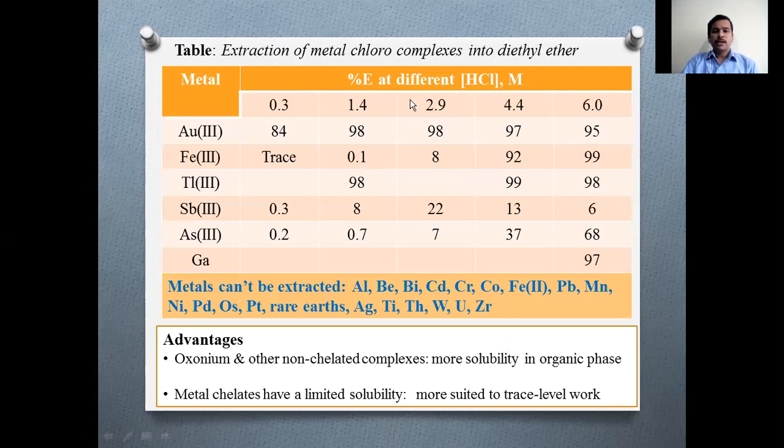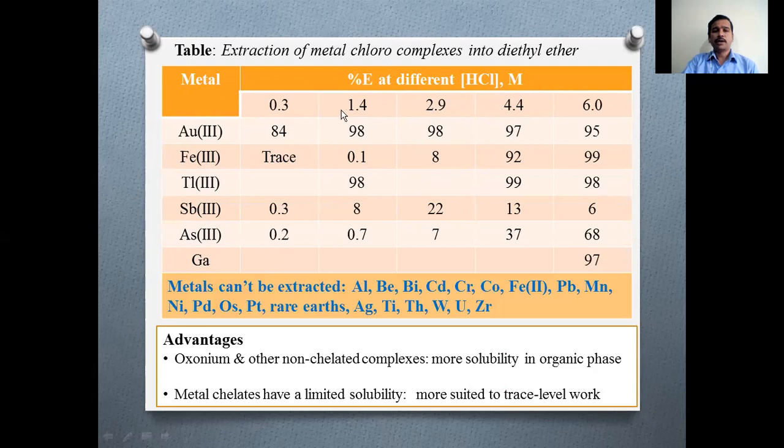So let me demonstrate, because as I told you, acidity is very important. As the acid concentration is increased, how the extraction efficiency is going to be enhanced for chlorocomplexes of metals. I have taken different metals here in this particular table. This table reflects the results of the effect of hydrochloric acid concentration on the extraction efficiency while extracting gold, iron, thallium, antimony, arsenic, and gallium.